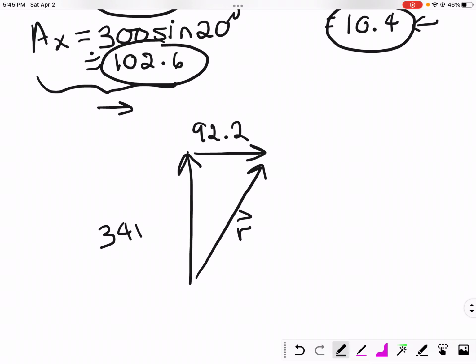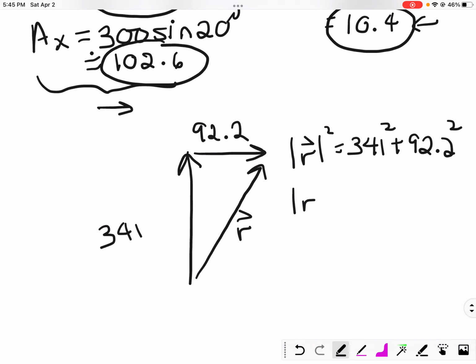For the magnitude, well, Pythagorean theorem says this squared is 341 squared plus 92.2 squared. I'm going to add those up and take the square root. And I'm going to find out that this is 353.2 kilometers per hour.